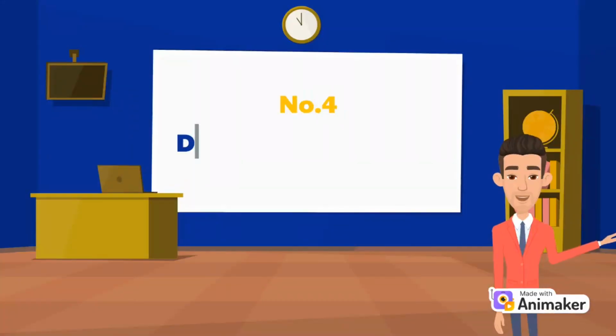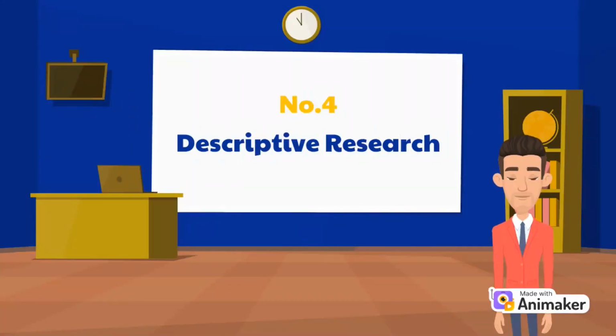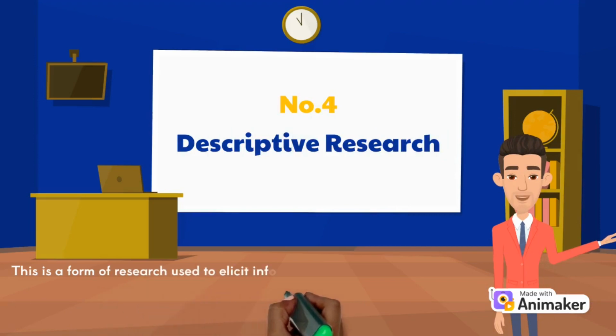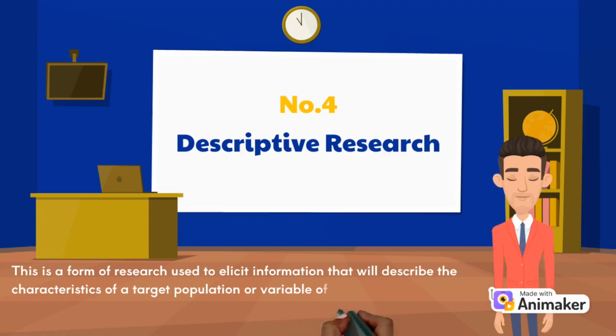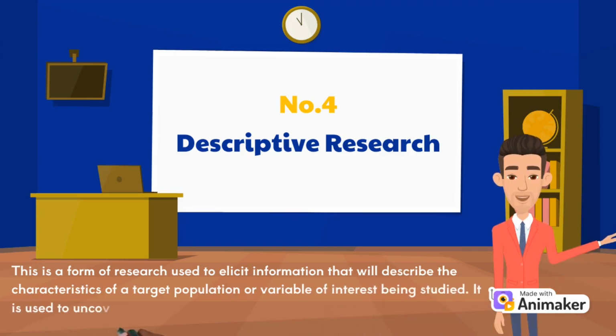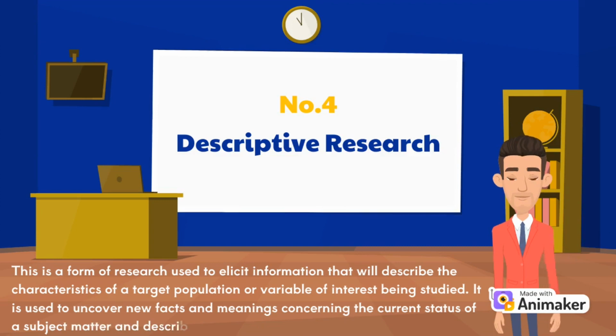Number 4. Descriptive research. This is a form of research used to elicit information that will describe the characteristics of a target population or a variable of interest being studied. It is used to uncover new facts and meanings concerning the current status of a subject matter and describe what obtains. Descriptive study.